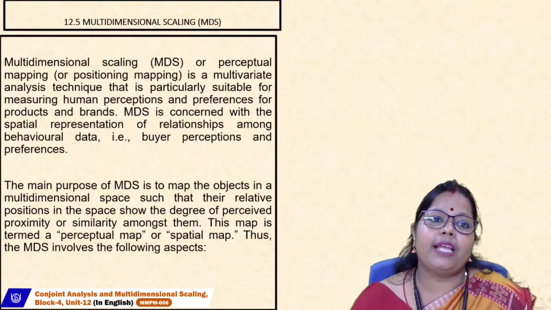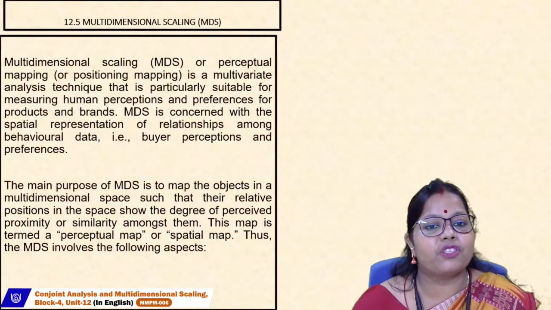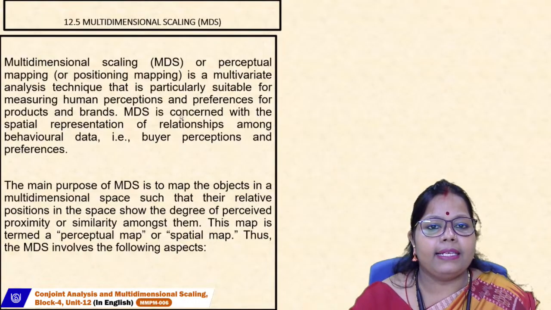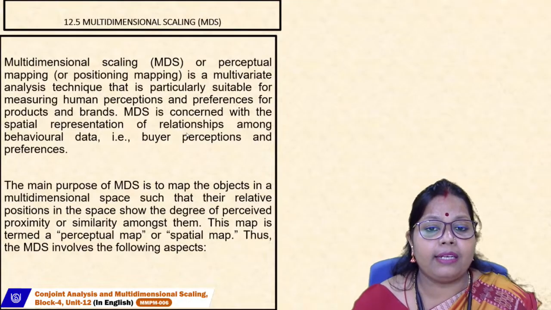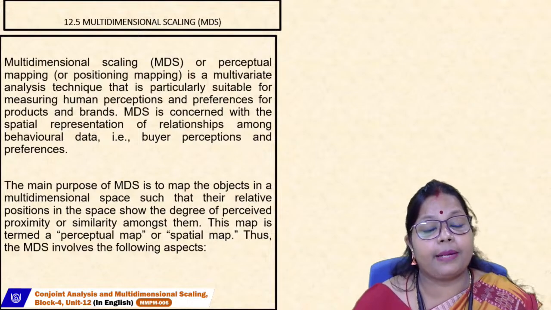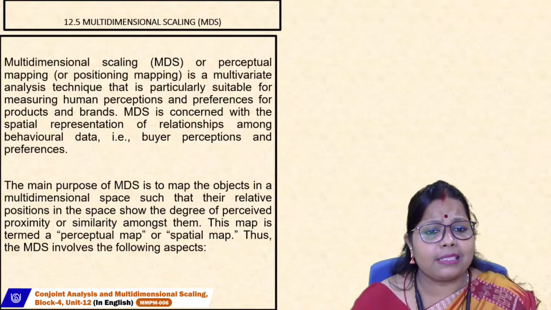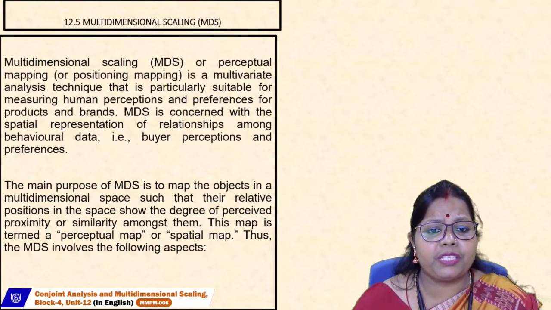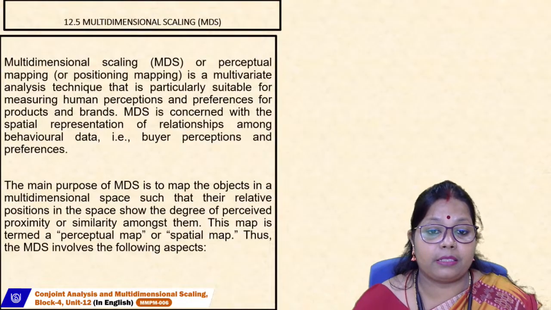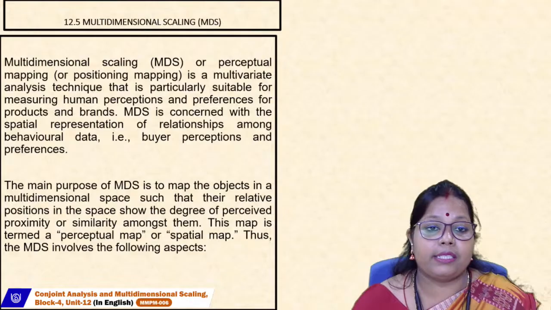Then in the same unit, we had another analysis, multidimensional scaling. So what is the meaning and usefulness of multidimensional scaling? We can see here, it is a scaling or multivariate analysis technique that is particularly suitable for measuring human perceptions and preferences for products and brands. It is concerned with the spatial representation of relationships among behavioral data, that is behavior, perceptions and preferences; all these things can be studied by using multidimensional scaling.